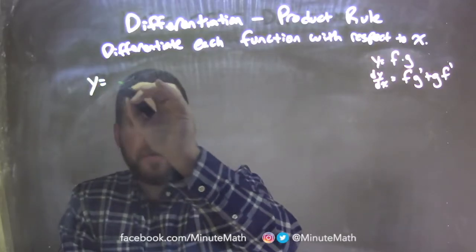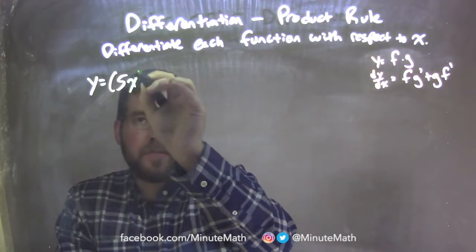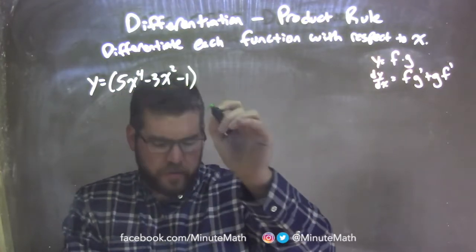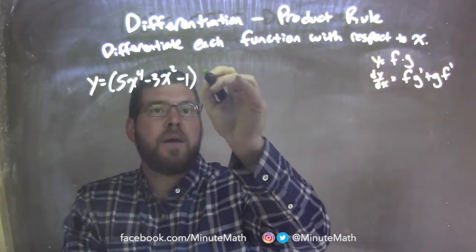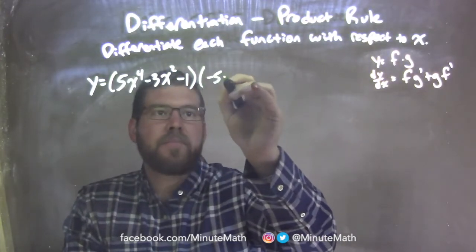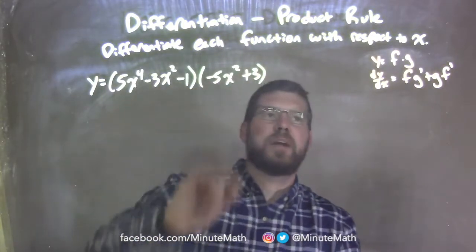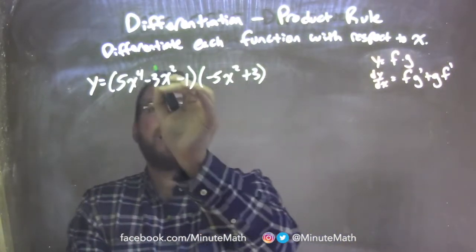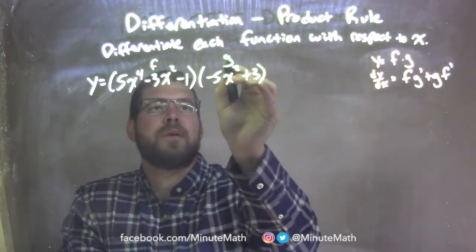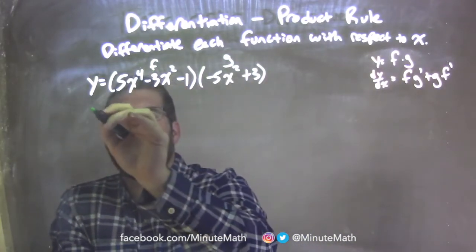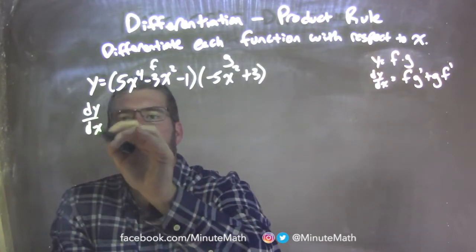Y equals 5x to the 4th minus 3x squared minus 1 in my first parenthesis. Second parenthesis, negative 5x squared plus 3. Well, I see I have two functions that are multiplied together. I can label the first one f and the second one g. And this allows me to really see the product rule here. So if I find my derivative, dy/dx, I have to apply the product rule.